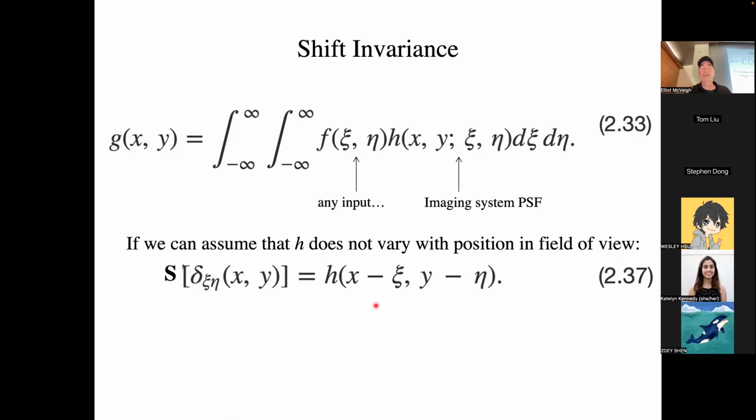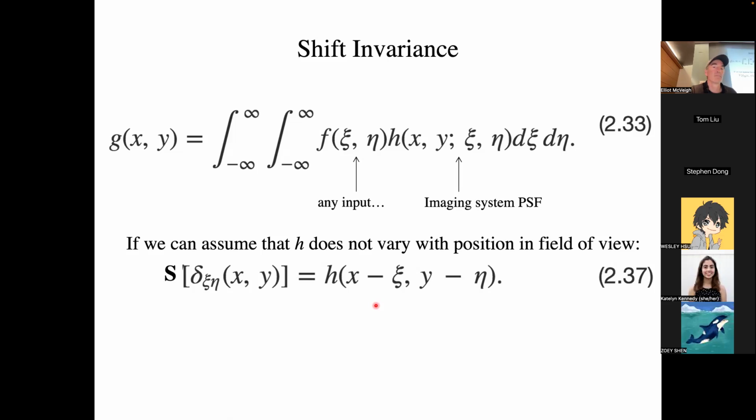And that, along with linearity, is another restrictive thing that makes life a lot easier when you're trying to use mathematics to describe the systems. So shift invariance means that the point spread function does not change as we move around with x and y.